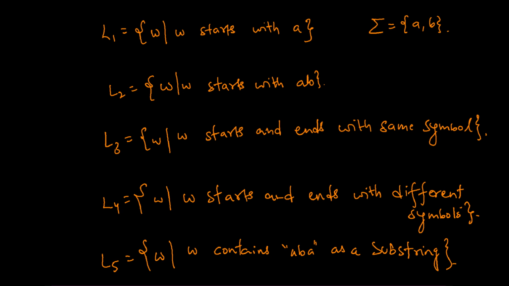It's very clear that all these languages are infinite languages. There are infinite strings that are part of each language. For example, L1 is W starts with A. So A is part of the language, AA is, AB is, then AAA, AAB, ABA, ABB, and so on. Any string that starts with A belongs to L1.